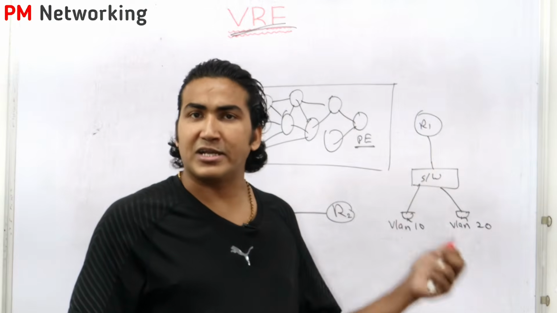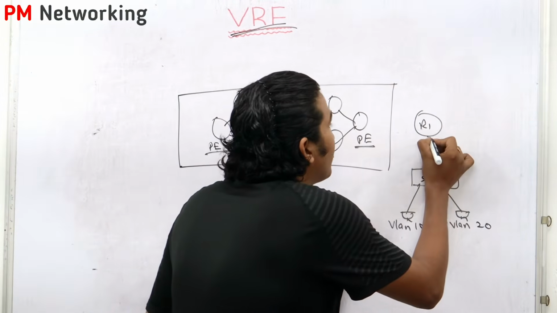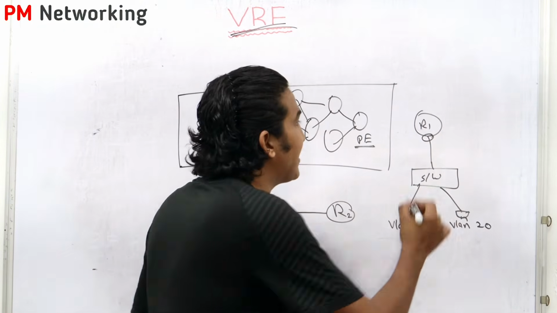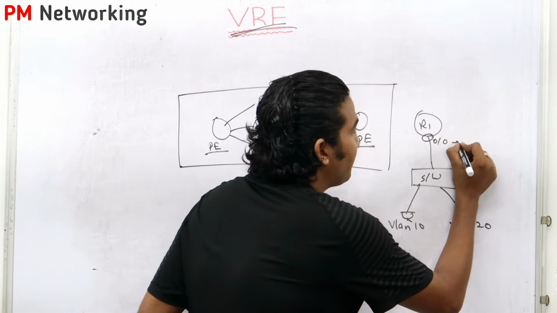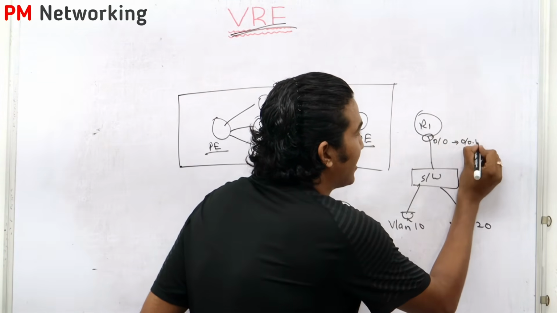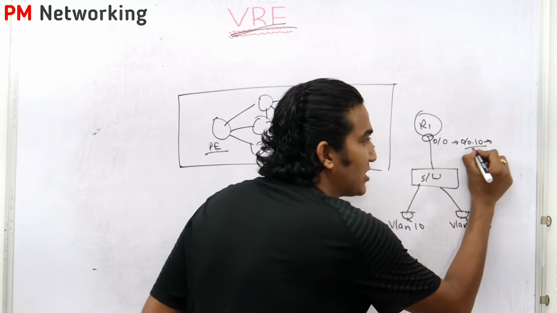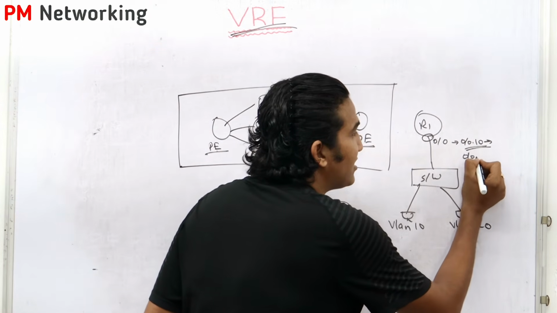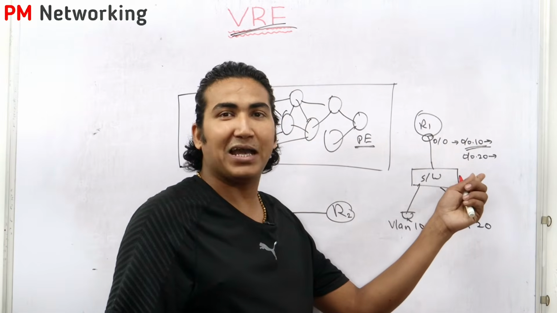Here we need to configure what? Inter-VLAN routing. To configure inter-VLAN routing, I need to create sub-interfaces. I will create two sub-interfaces. Let's say this is 0/0. So my sub-interface will be 0/0.10 for VLAN 10, and we will assign the IP address on this particular interface. After that we will create one more sub-interface, 0/0.20 for VLAN 20, and we will configure the IP address.